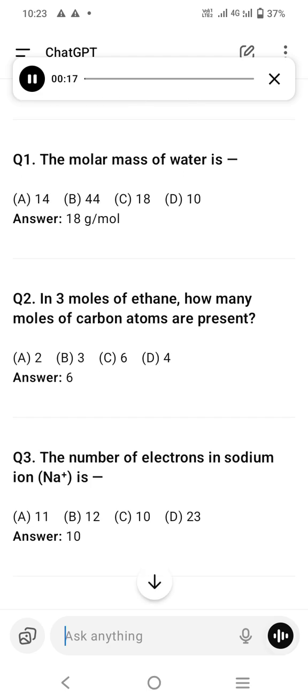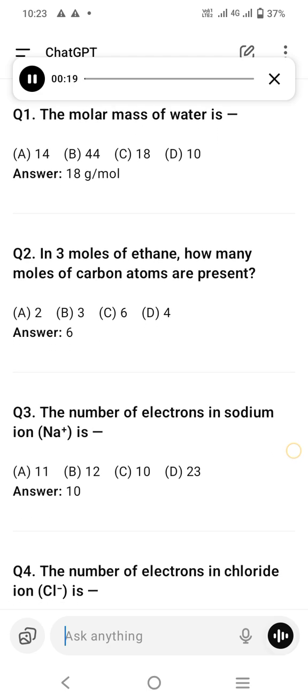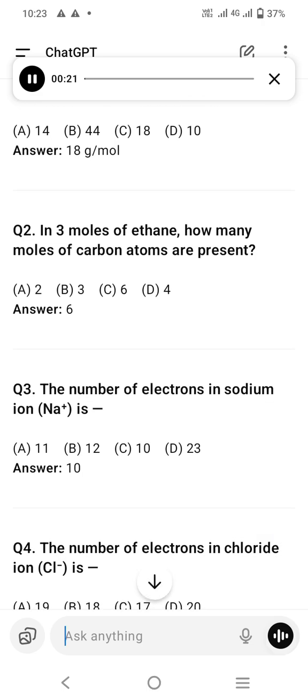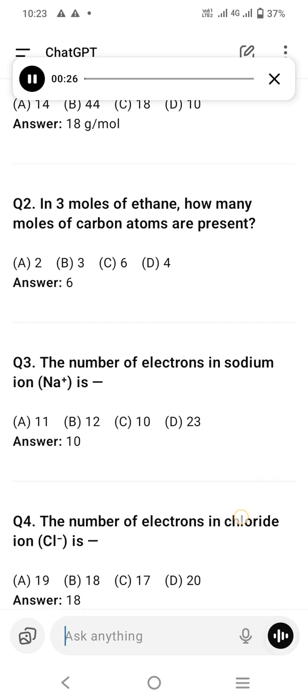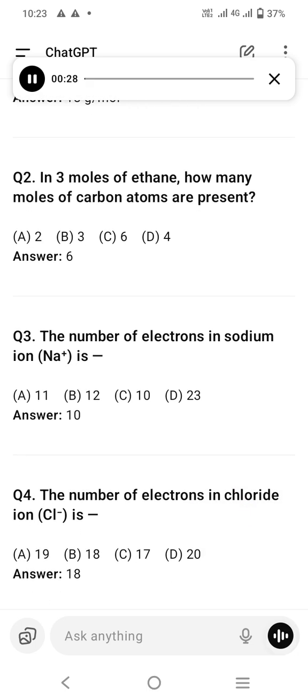14C1810. Answer: 18 gram mole. Q2. In 3 moles of ethane, how many moles of carbon atoms are present? A) 2, B) 3, C) 6. The answer is 6.